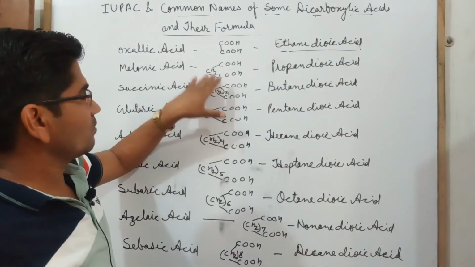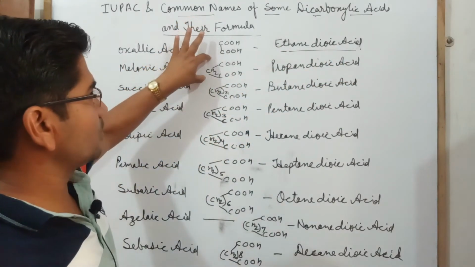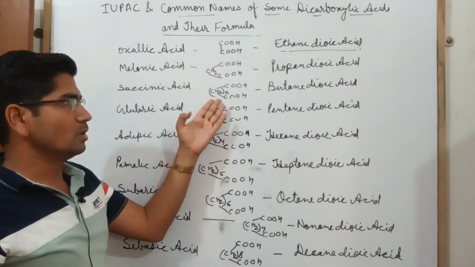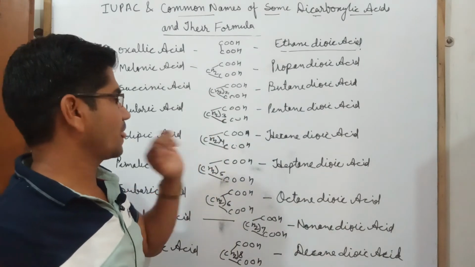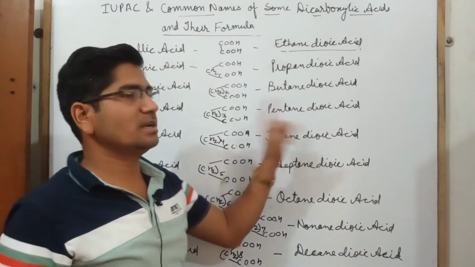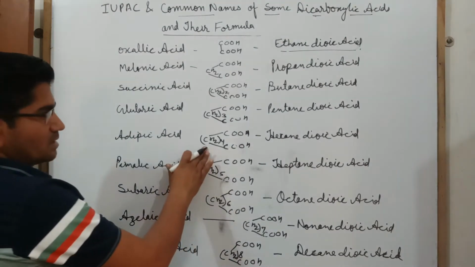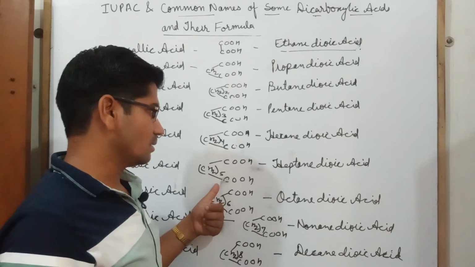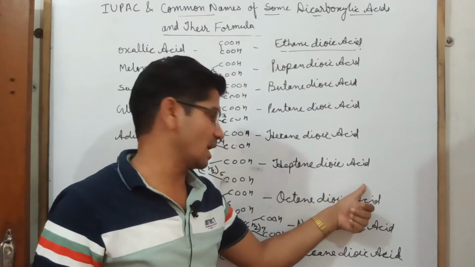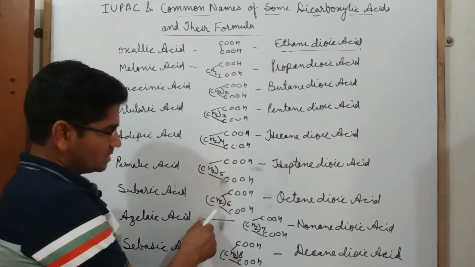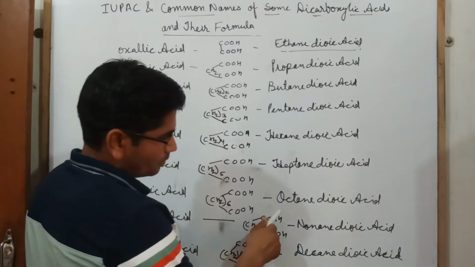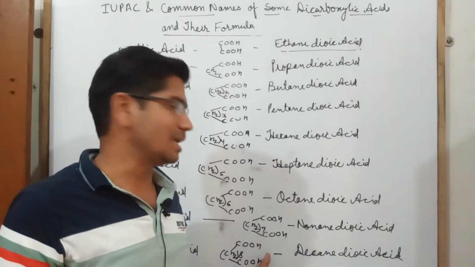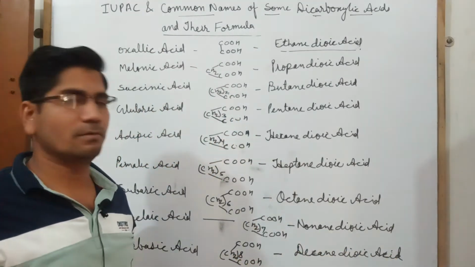If the total number of carbons is 3, then the name of this compound will be propane dioic acid. Likewise, if the number of carbons is 4, then butane dioic acid. If 5, then pentane dioic acid. If 6, then hexane dioic acid. If 7, then heptane dioic acid. If 8, then octane dioic acid. If 9, then nonane dioic acid.